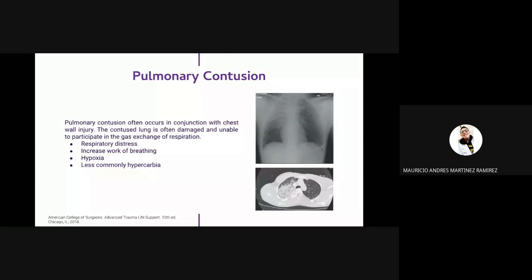Although they can occur with any chest injury, they are highly associated with rib fractures, especially flail chest. The clinical symptoms include respiratory distress, increased work of breathing, hypoxia, and less commonly hypercapnia. One of the hallmarks is that clinical symptoms and radiographic findings increase over time, generally over 3 days, and resolve in 1 week. Supportive treatment is typically all that is necessary, including judicious fluid administration, pulmonary toilet, and oxygen supplementation.